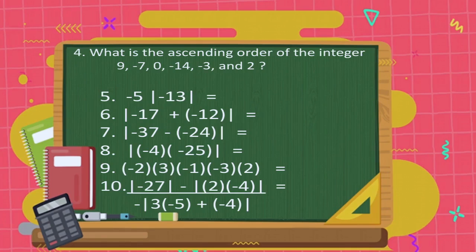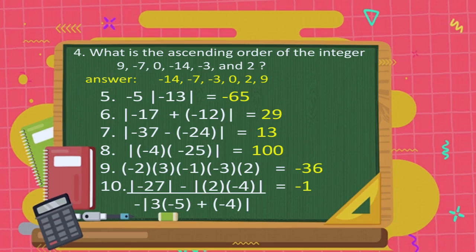Time's up. The answer for number 4 is negative 14, negative 7, negative 3, 0, 2, and positive 9. For number 5, negative 65, number 6, 29, number 7, 13, number 8, 100, 9, negative 36, and the last number is negative 1.